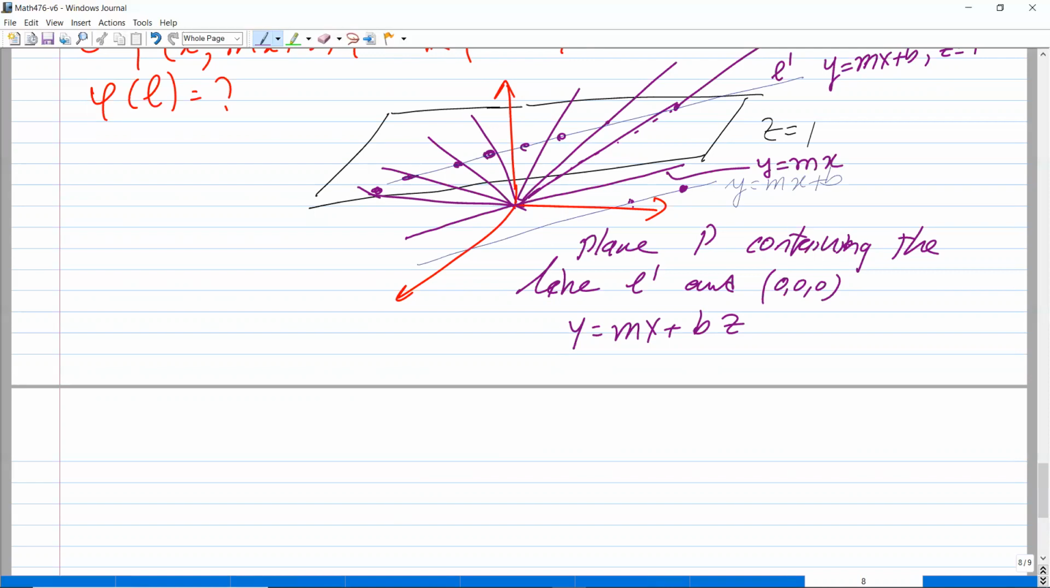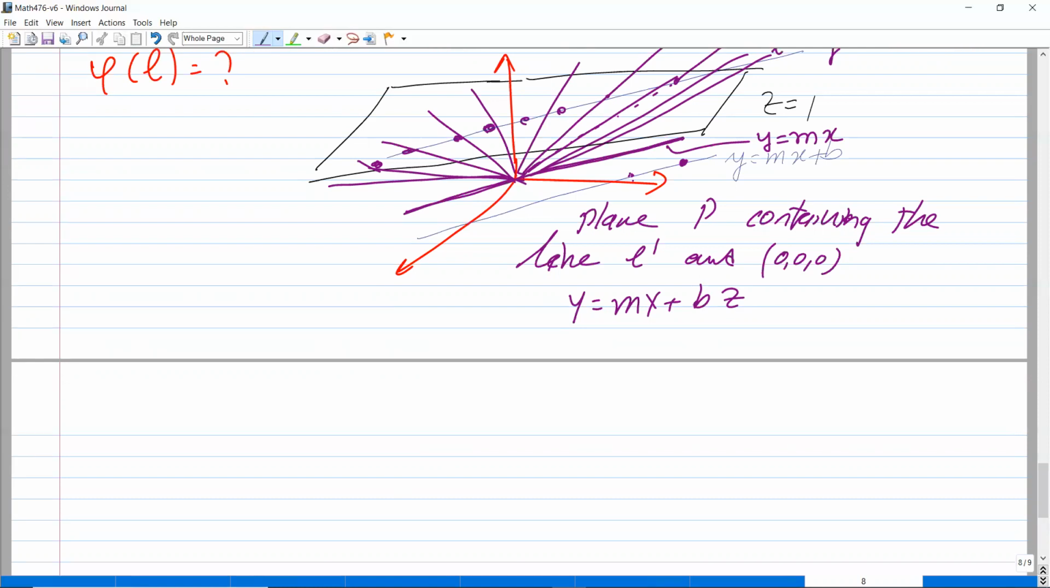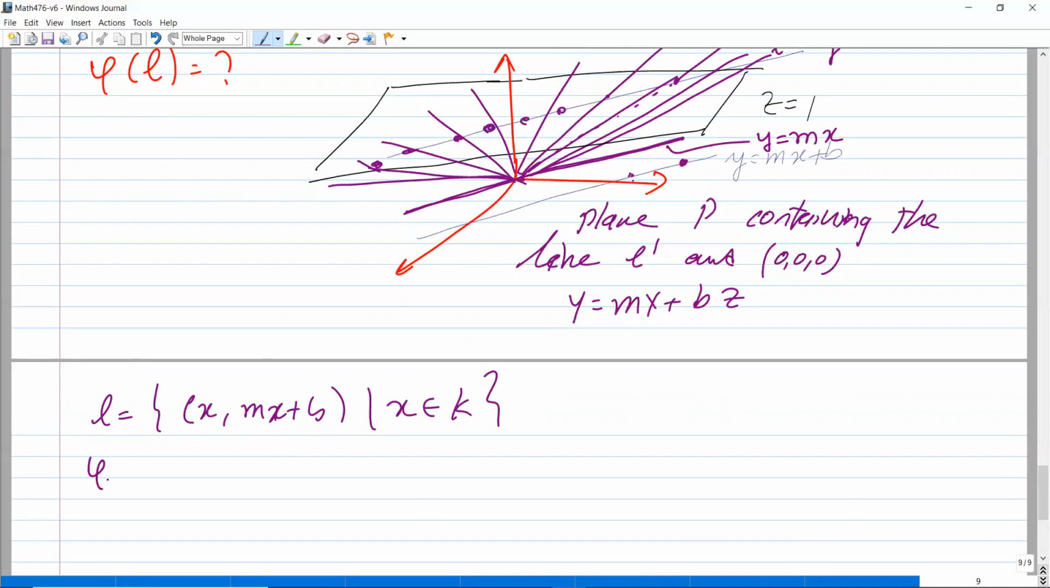So it is like the limit of all these lines, in some sense, in projective space, is that line. So more precisely, I can state it like this. Line L is, remember, the set of points x, mx plus b, where x is a real number, x is a point in K. Then phi of L is the set of all points x, mx plus b, and the last coordinate is 1, where x is in K again.